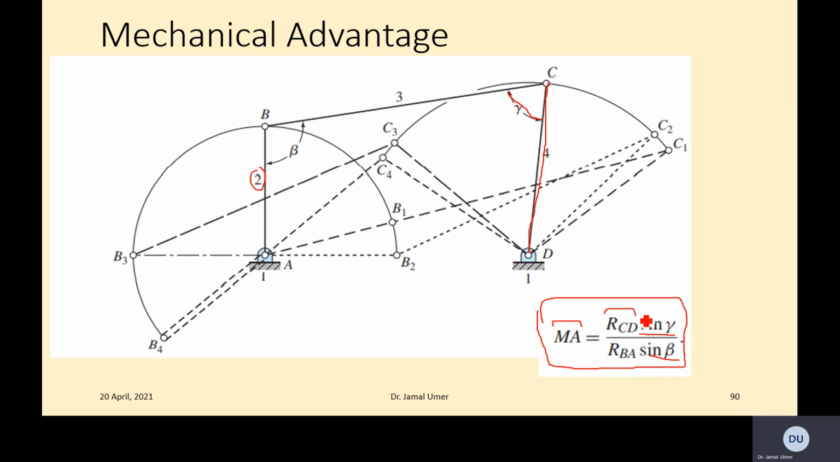What you need is just the length of the follower, and the length RAB, the length of the driver where you are giving the input, and the sines of the angles they make. For example, RCD is making angle gamma and RBA is making angle beta here.